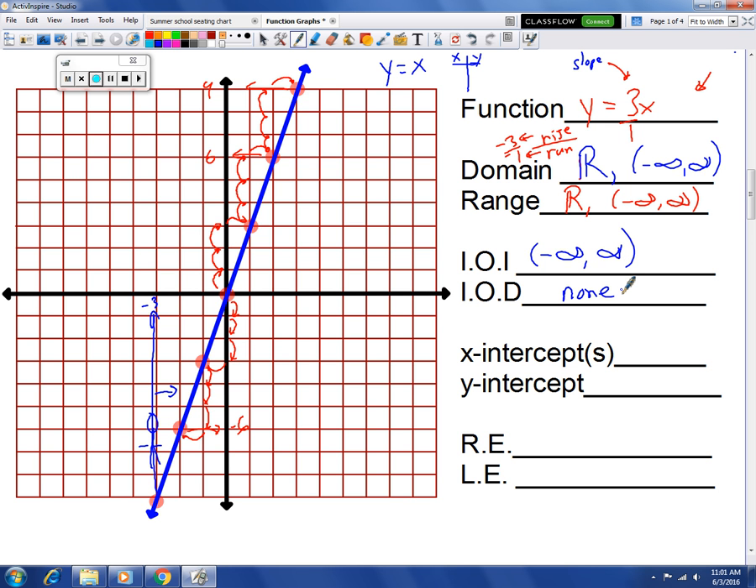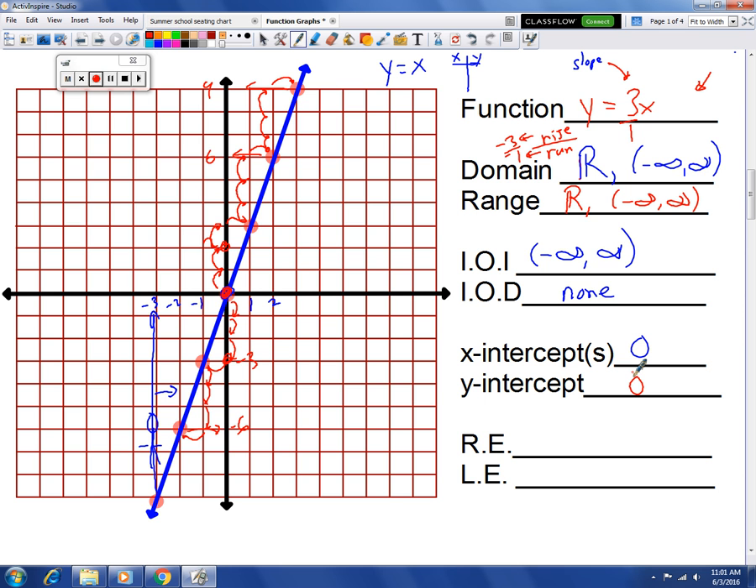All right, x-intercept. Where is it across the x-axis? Not at 1, not at 2, not at -1, not at -2. Right in the middle. Right there in the origin, x-intercept is 0. What's the y-intercept? Where does it cross the y-axis? Not here at 2, not down here at -3. No, it's right there in the middle of the y-axis.